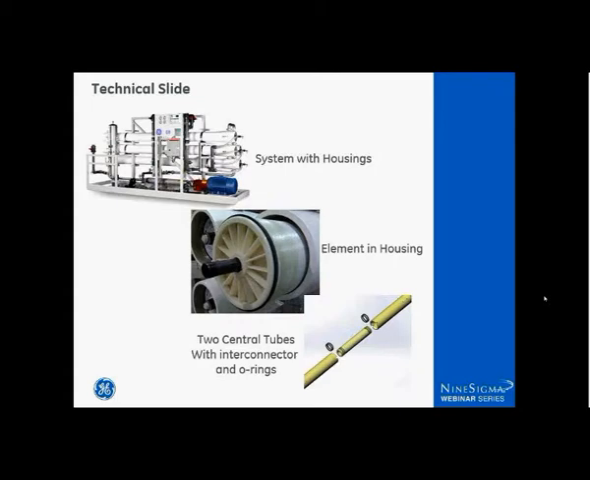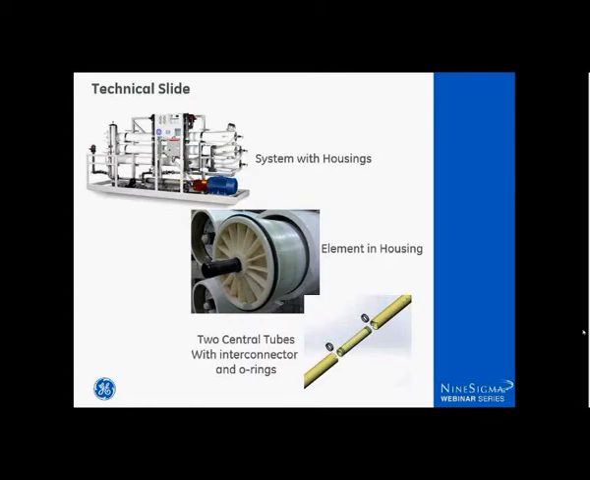In the skid that's depicted in the upper left-hand picture, we have a complete reverse osmosis system that has an inlet cartridge filter, it has a high-pressure pump, it has a number of 8-inch diameter, about 12 feet long, spiral wound membrane element housings, and the connection we're talking about is inside those housings, and it is the configuration of a spiral wound membrane element.